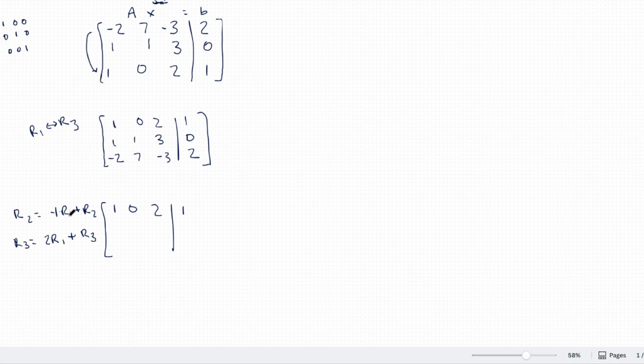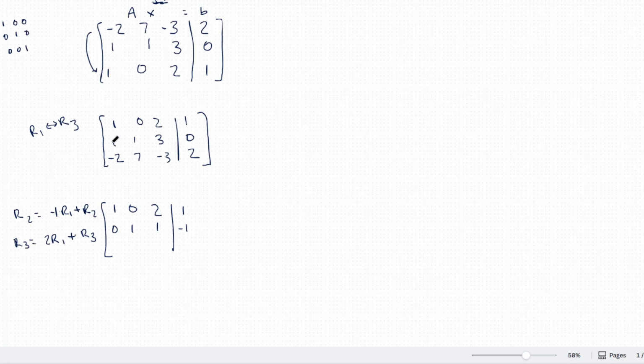Row 2 is equal to negative r1, negative 1 plus 1 is going to be 0. Negative 1 times 0 is 0, plus 1 is 1. Negative 1 times 2 is negative 2, plus 3 is 1. And negative 1 times 1 is negative 1, plus 0, we're going to have negative 1.